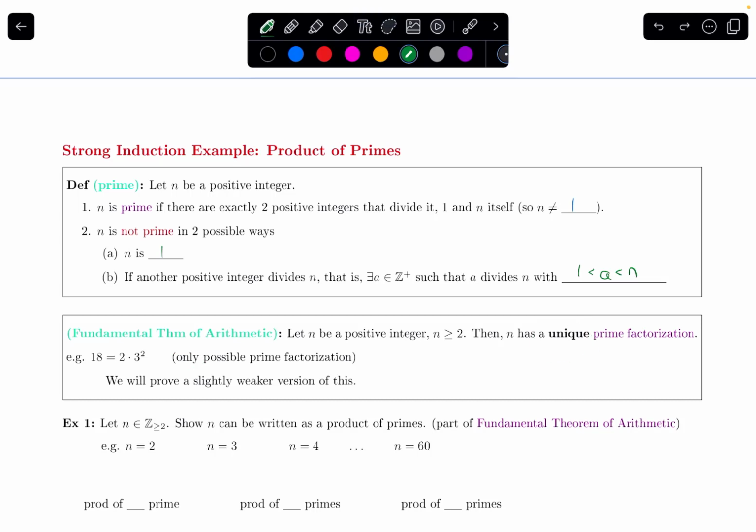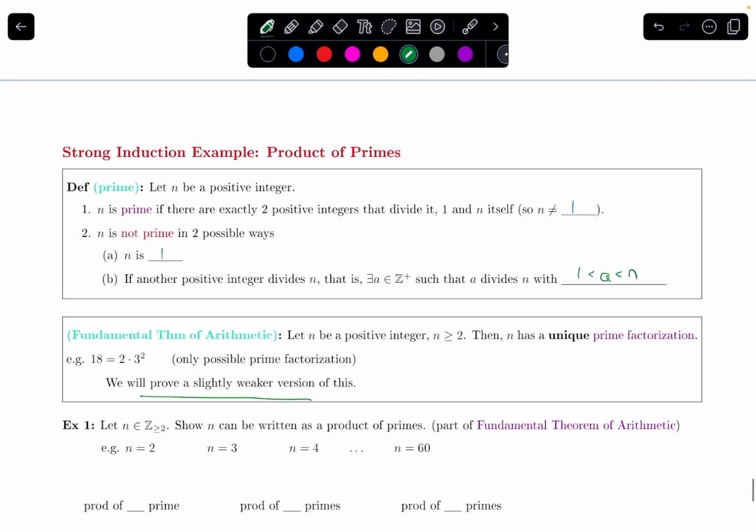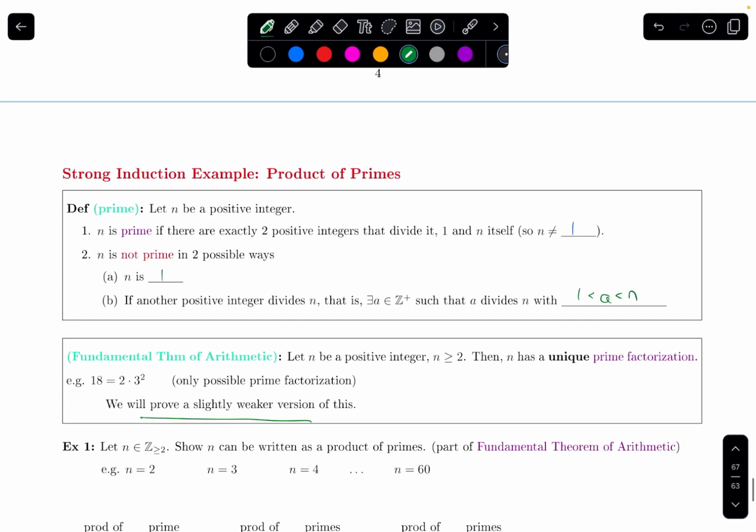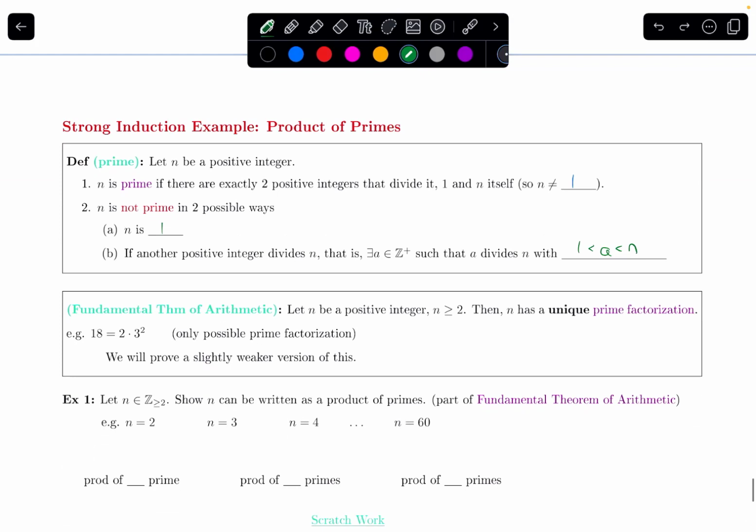So the word unique here means that there's only one. We are going to prove a slightly weaker version of this, which is the problem that we saw at the beginning: if n is an integer greater than or equal to 2, I'm going to show that it can be written as a product of primes. I'm not going to worry about this unique part. I'm just going to show that it can be written as a product of primes. So first, I'm going to get a feel for this by playing around with a few values of n.